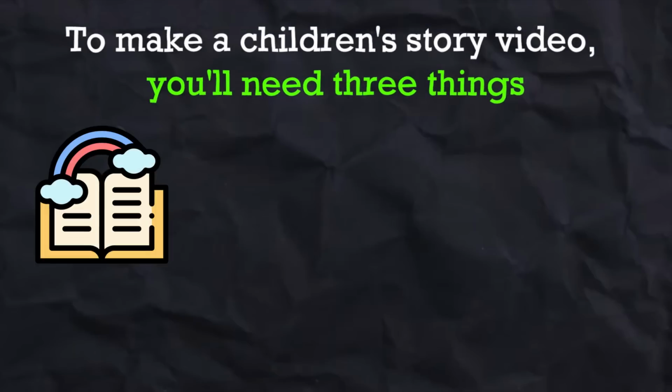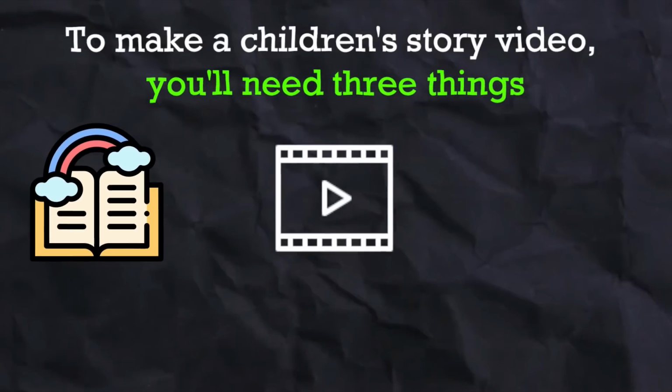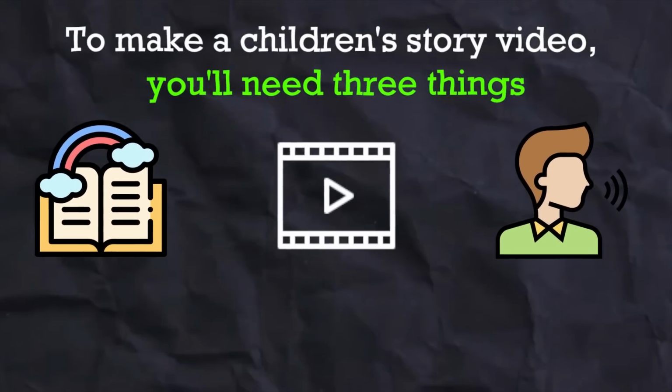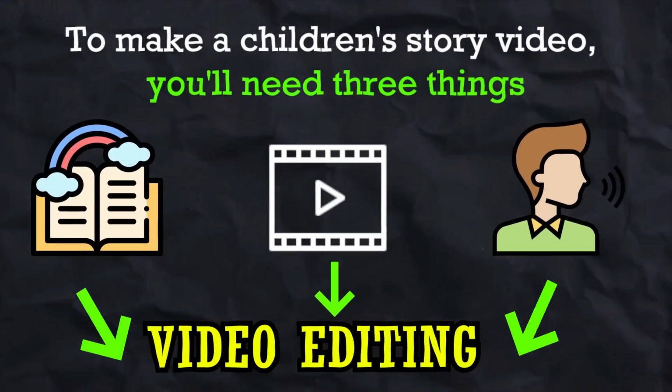To make a children's story video, you'll need 3 things: a story, animated videos, and good quality voiceovers. Then, we'll combine these and proceed with video editing, all right? Let's start by getting the story from ChatGPT.